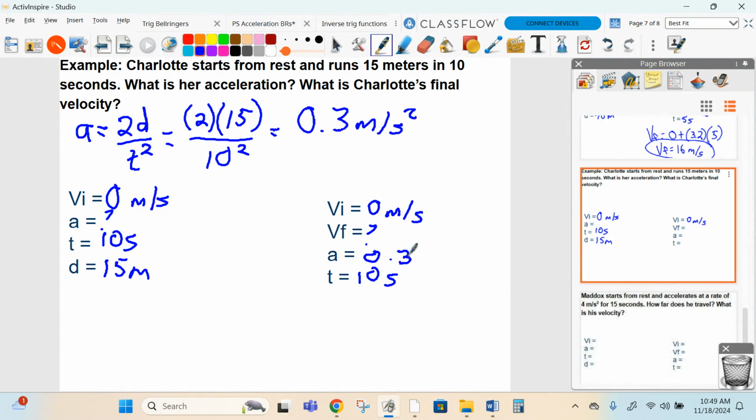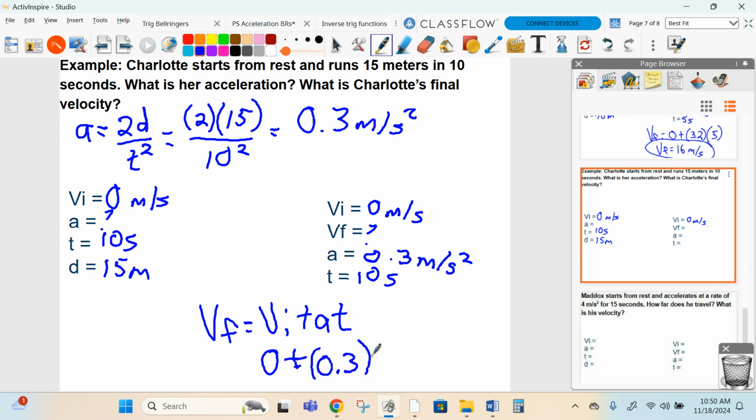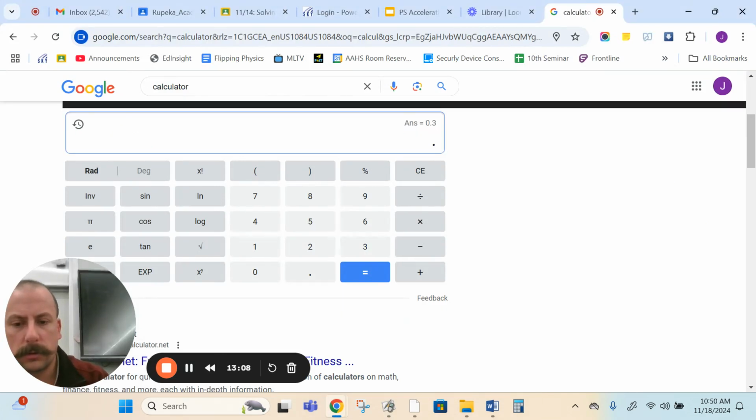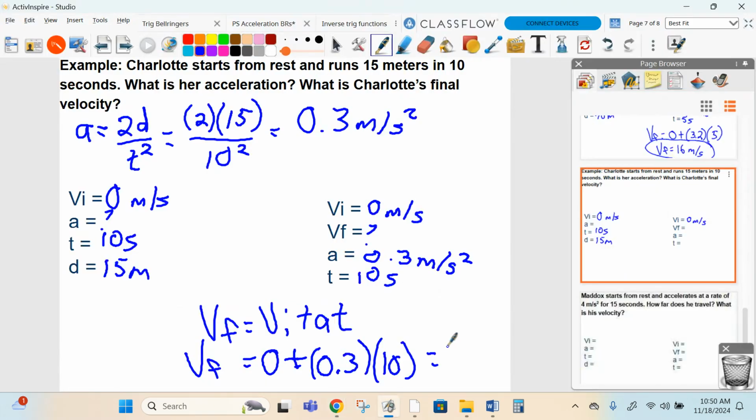And once I have the acceleration, solving for VF, it's just VI plus AT. Initial velocity is 0. Acceleration is 0.3 multiplied by 10. That equals VF. And 0.3 times 10 is equal to a final velocity of 3 meters per second.